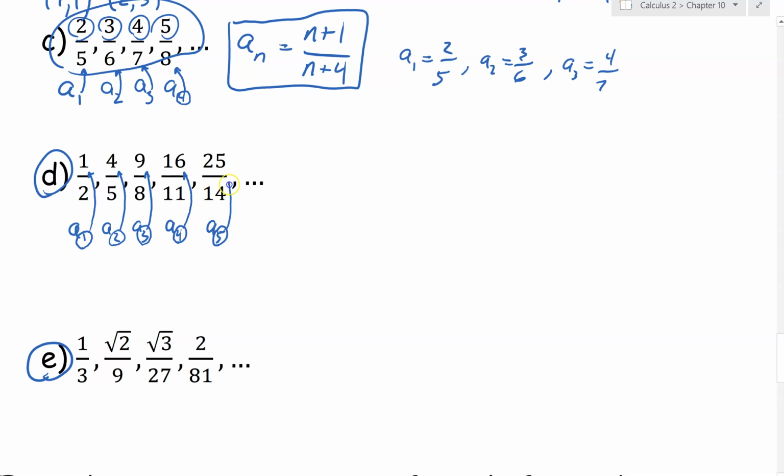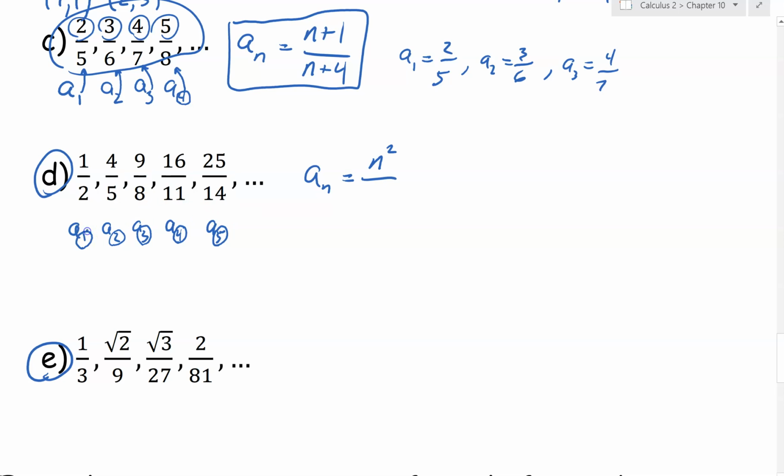We square 5 to get 25. We square 1 to get 1, and we square 2 to get 4. And so in general, what we're doing is we're taking the subscript and we're just squaring it. And so it's going to be n squared in the numerator. Okay, so the numerator is one problem in itself, and now we go back and look at the denominators.